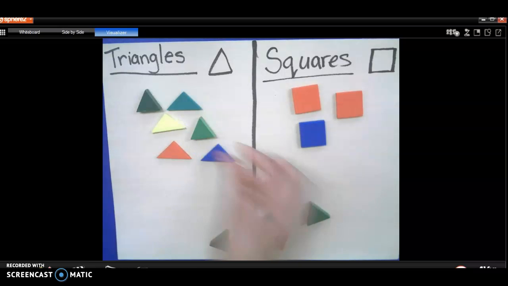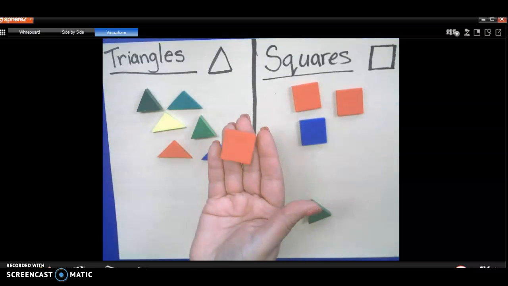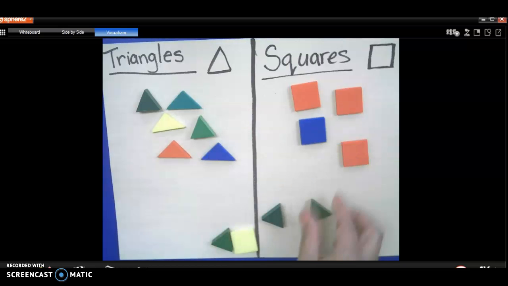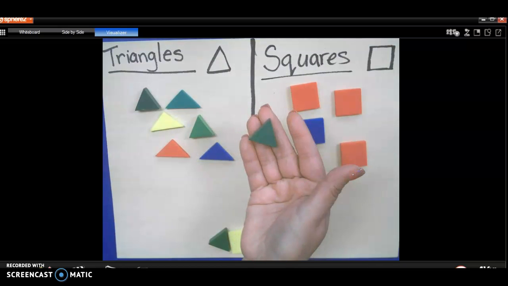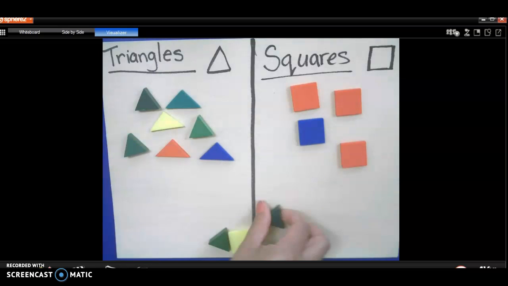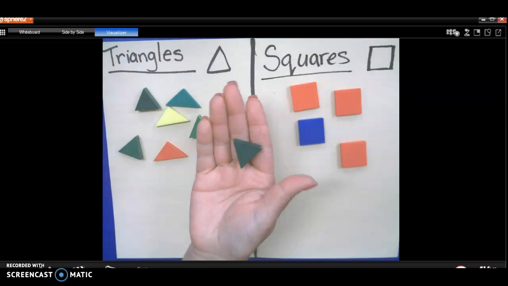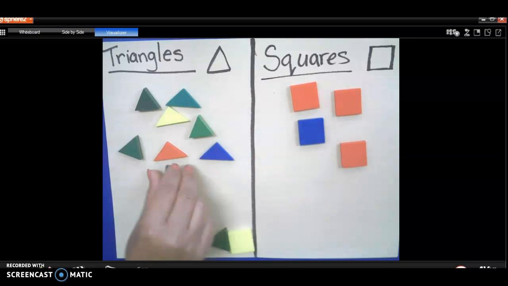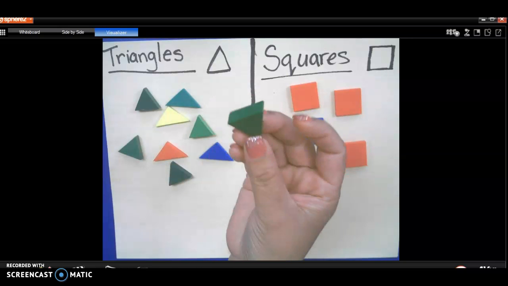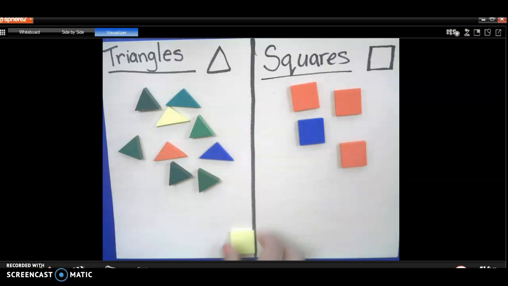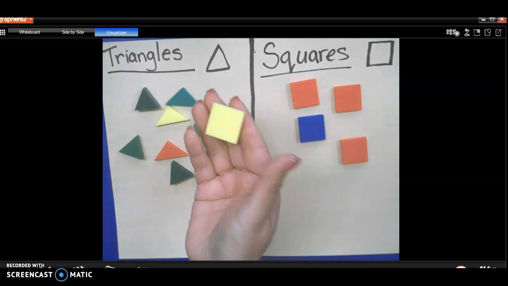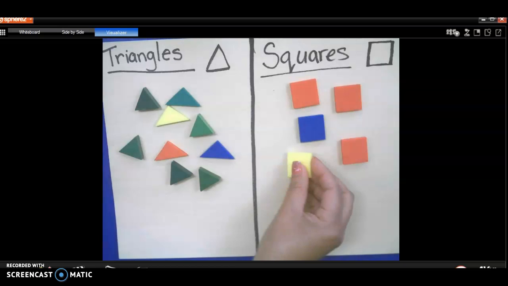What about this one? Another triangle. This one? Square. What about this one? Triangle. This one? Another triangle. This one? Triangle again. What about this one? That's a square, so we're going to put it here.